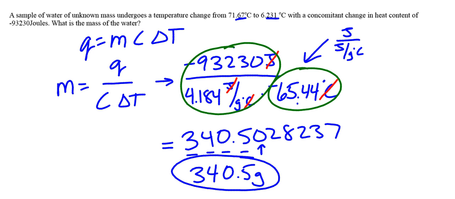Could you multiply these two numbers together and then do the division? Of course you could. And if you want to do it that way, you can. It's completely up to you.